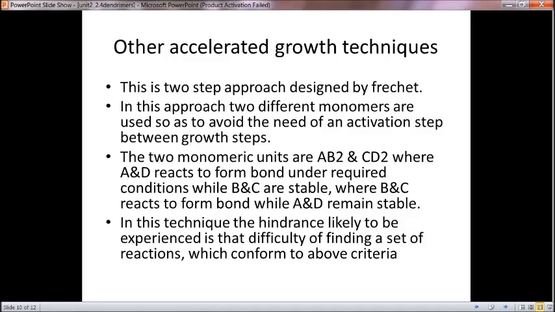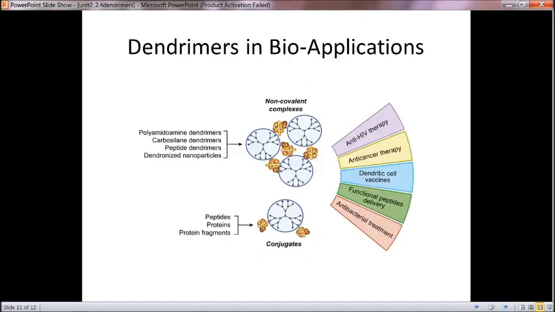Then dendrimers are mostly used in biomedical applications, as biomarkers and for drug delivery, as they have very minute fiber-like end structures, that is the surface. They are used mostly in medical applications, such as polyamidoamine dendrimers, which are manufactured for those medical application particles. There are polyamidoamine dendrimers, carbosilane dendrimers, peptide dendrimers, and dendrocyte nanoparticles.